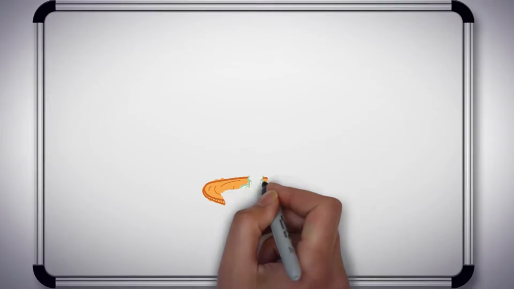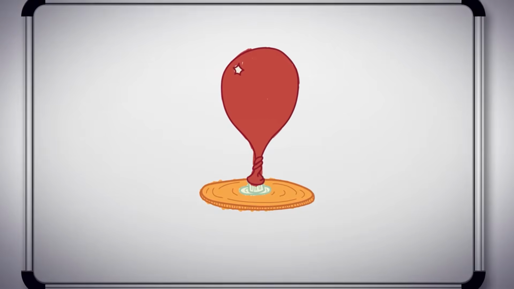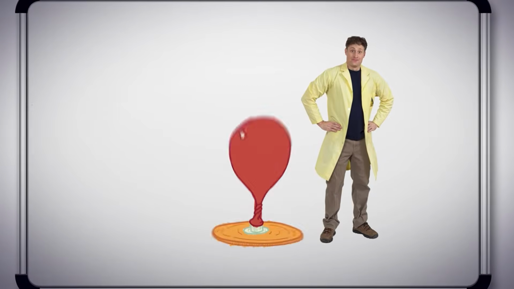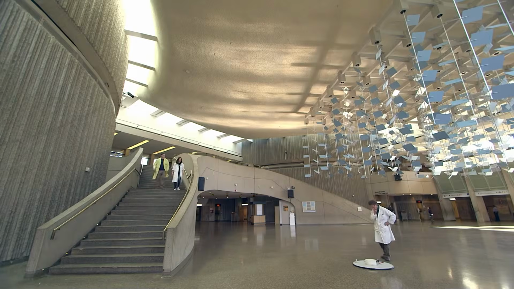Uh-oh. The plan is to take our small hover disc and make one big enough to ride. So I'm off with Helena to another part of the Science Center to meet Russell, who has some ideas on how we can do it. Oh, hey, Russell. Hi, Helena. Hey, Phil.